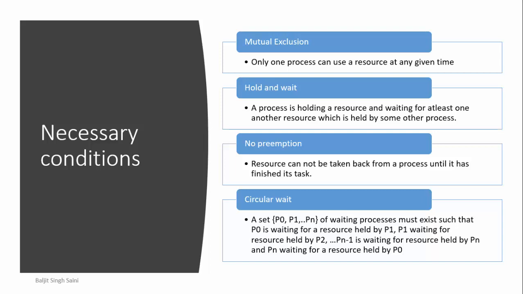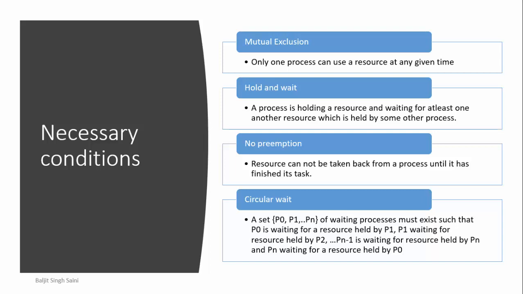Now, there are four necessary conditions which should be satisfied at all times for the deadlock to occur. The four conditions are mutual exclusion, hold and wait, no preemption and circular wait. ये चारों conditions सेम टाइम पे सेटिस्फाई होनी चाहिए. अगर एक भी सेटिस्फाई नहीं होगी तो डेडलॉक नहीं होगा.